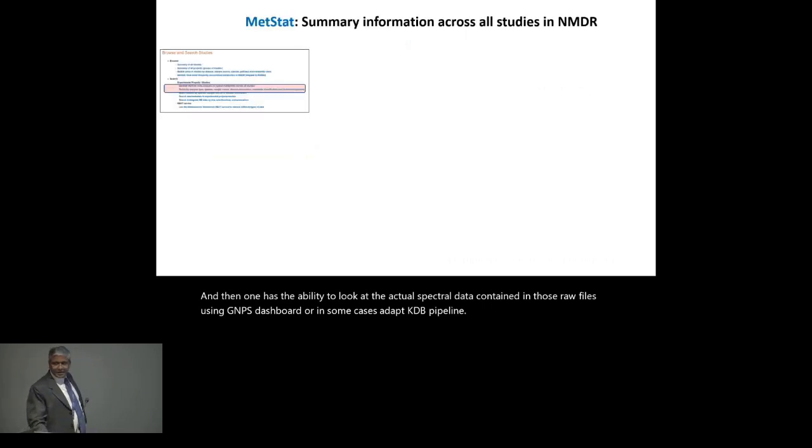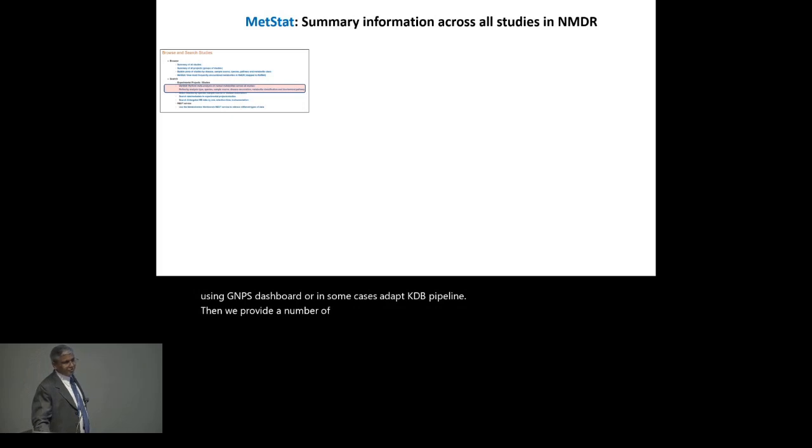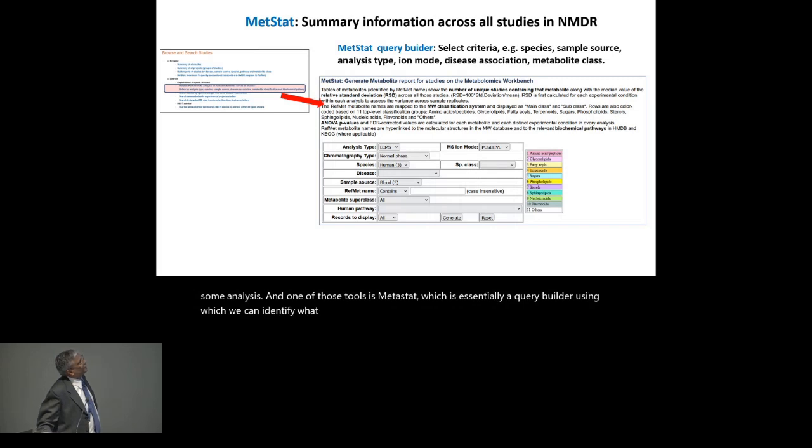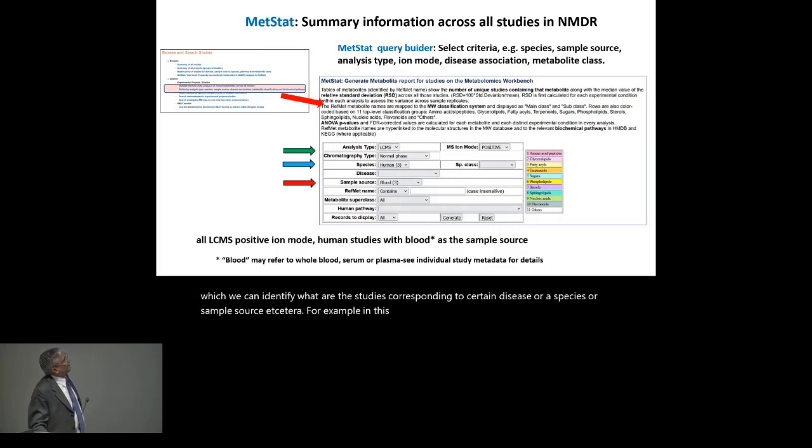Then we provide a number of tools for the users to be able to find information on this data and metadata, and also perform some analysis. One of those tools is MetaStat, which is essentially a query builder using which we can identify the studies corresponding to certain disease or species or sample source, etc. For example, in this case, we are looking at all the studies which have LCMS positive ion mode data in humans with blood as the sample source.